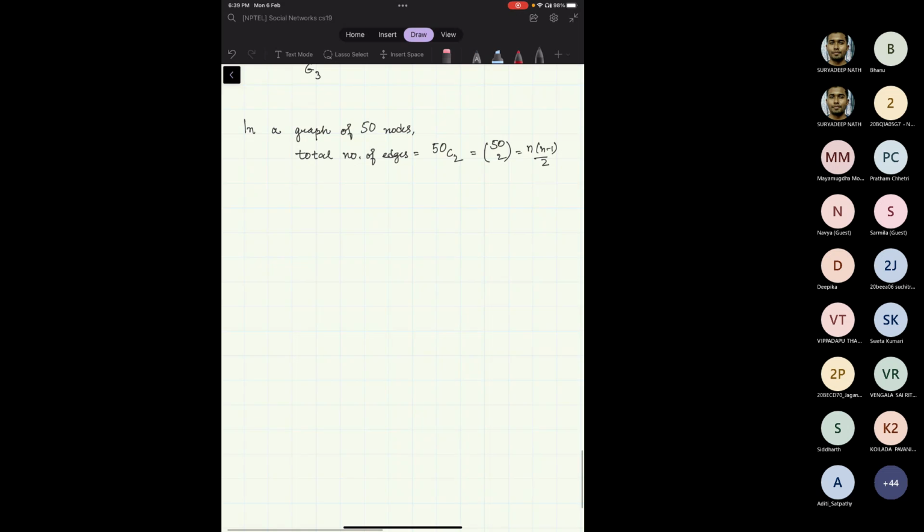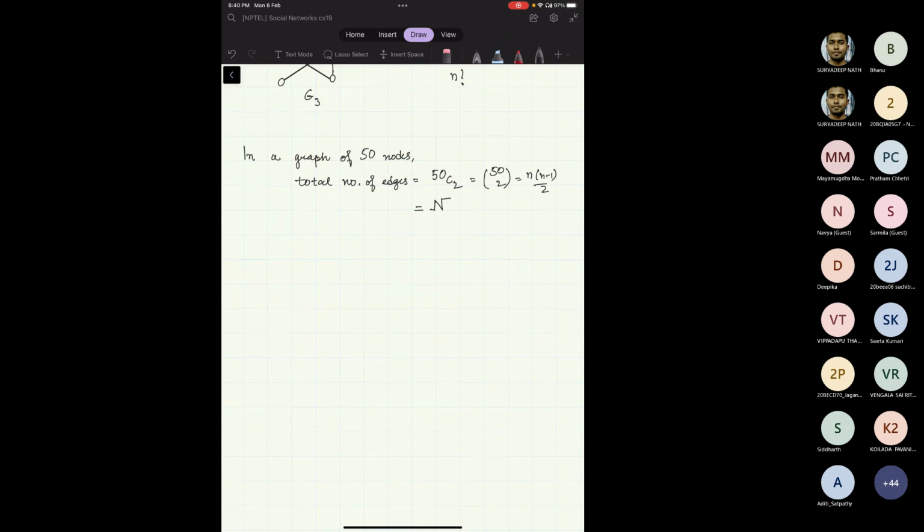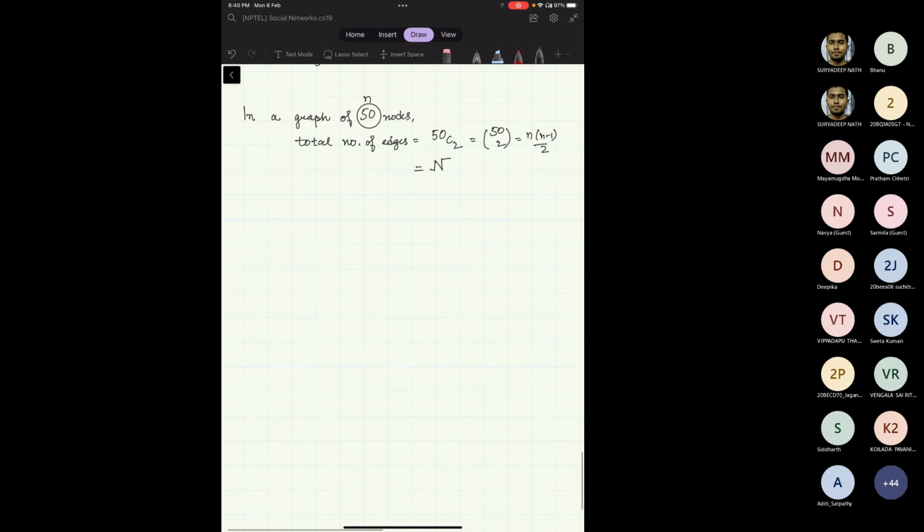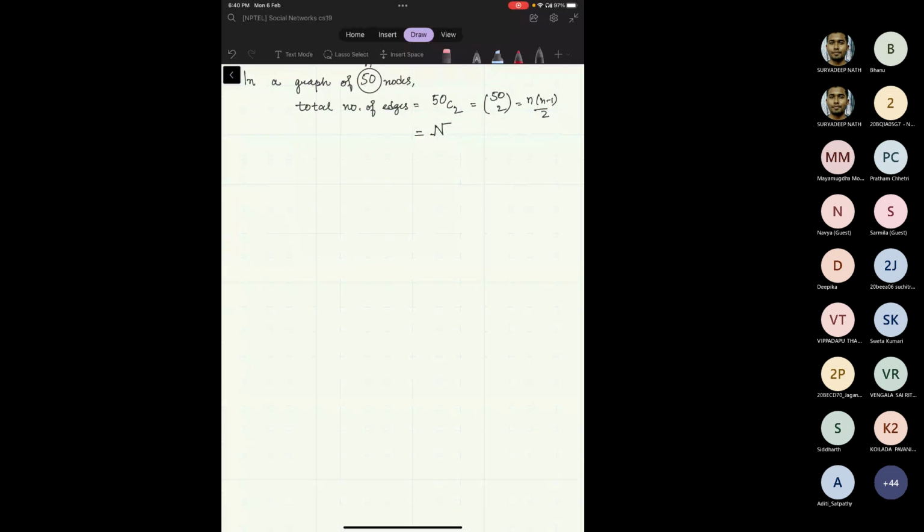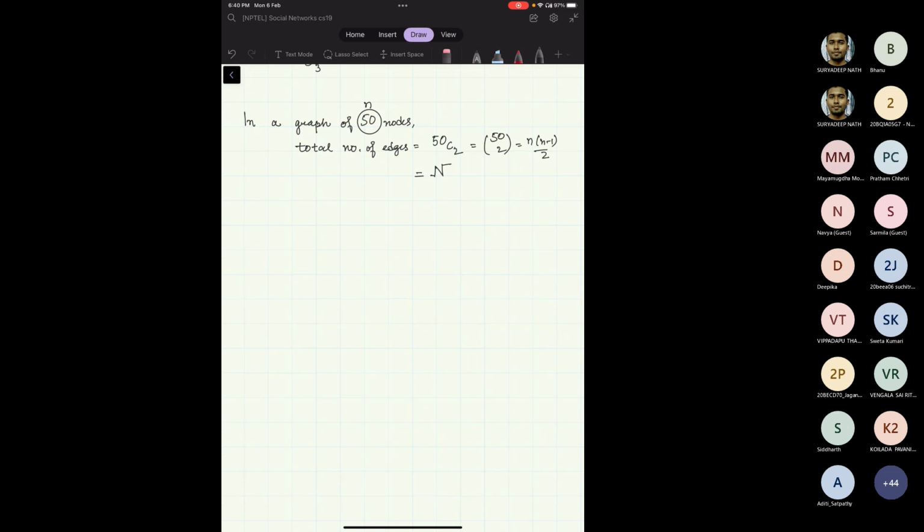So let us call this number capital N. So capital N is the total number of edges, and small n is the total number of nodes, 50. Now what we do is we select the edges like this. So we consider edge 1, edge 2, edge 3, and edge N. So this is basically 50C2. N is equal to 50C2.